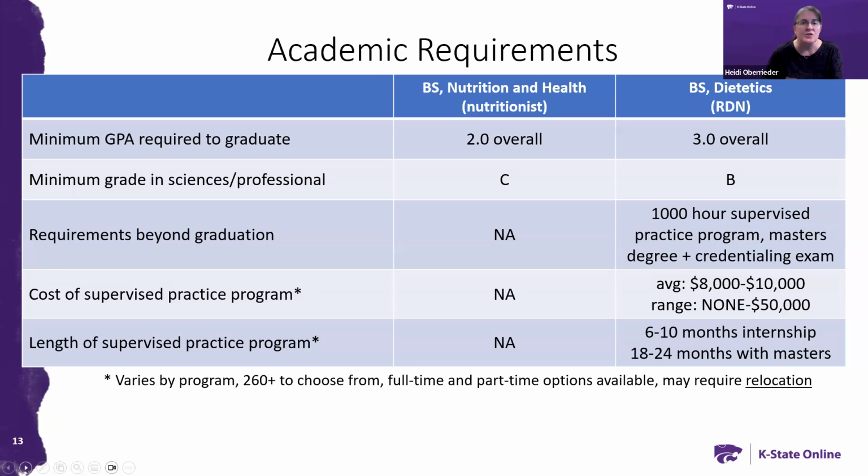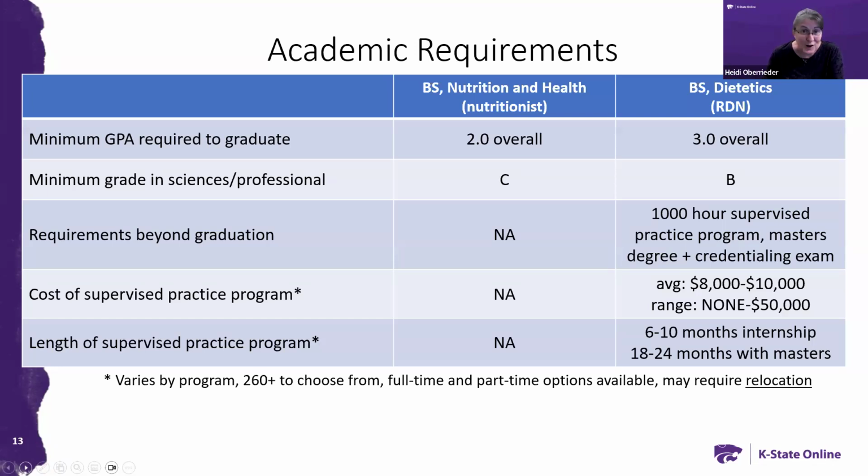Then you'll notice the last three rows in this table are about what you do after you graduate. With nutrition and health, there's nothing there, because after you graduate, you can go right into the workforce. Whereas with dietetics, there are a few extra steps for you to go through. Namely, a 1,000-hour supervised practice program and getting a master's degree. Now, some of you may already have a master's degree and you're changing careers, so you're coming here to get the BS in Dietetics. You already have your master's. Then all you need to do is that 1,000-hour supervised practice program.